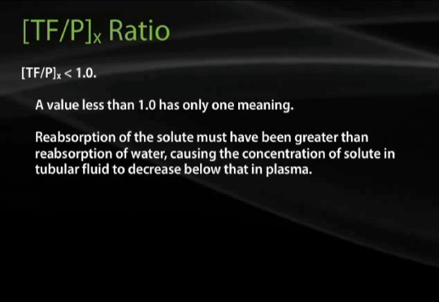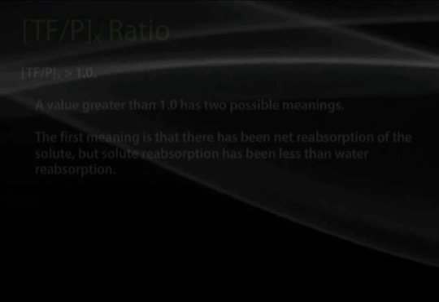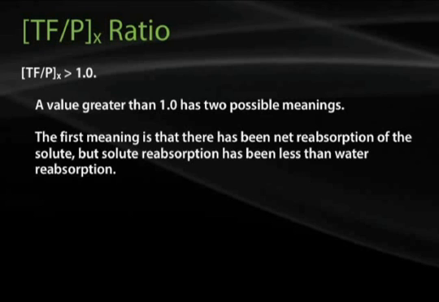A tubular fluid to plasma concentration ratio of substance X of less than 1 has only one meaning. Reabsorption of the solute must have been greater than the reabsorption of water. This causes the concentration of the solute in tubular fluid to decrease below that in plasma. A value greater than 1 has two possible meanings. The first meaning is that there has been net reabsorption of the solute, but the solute reabsorption has been less than water reabsorption.